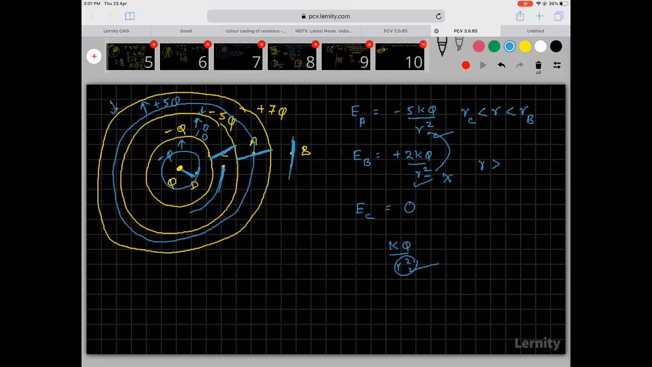Why? Because everywhere there is a conductor. If you draw a Gaussian surface, the electric field is 0. So inside the conductor, the net charge must be 0. Okay, so I hope you are able to understand these things.